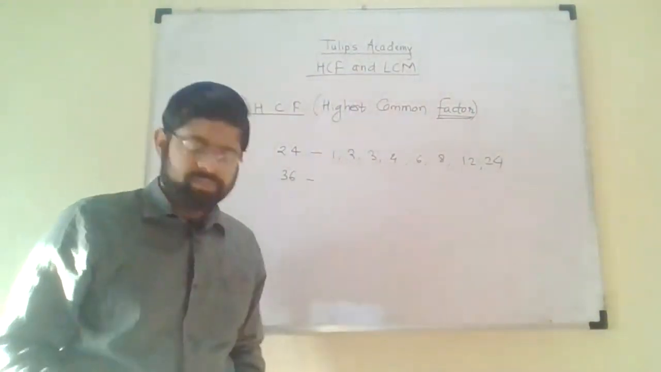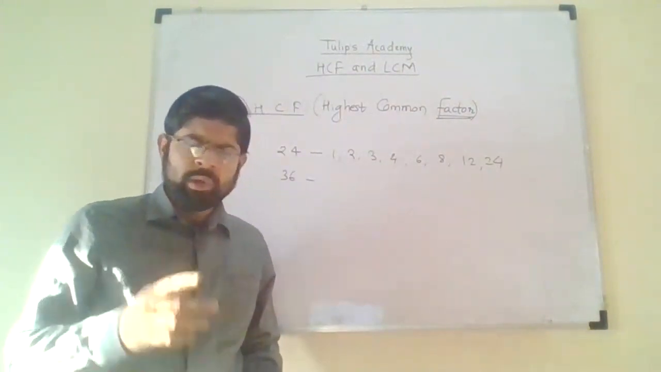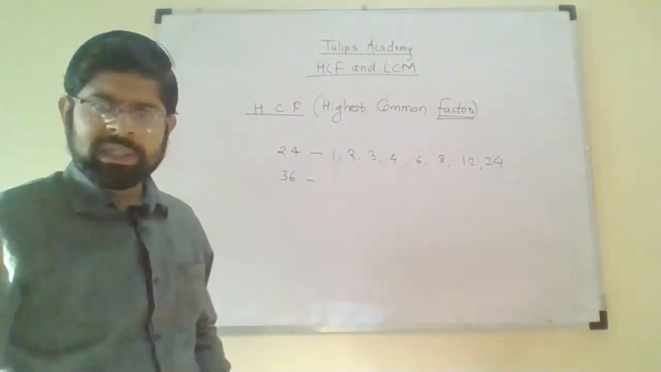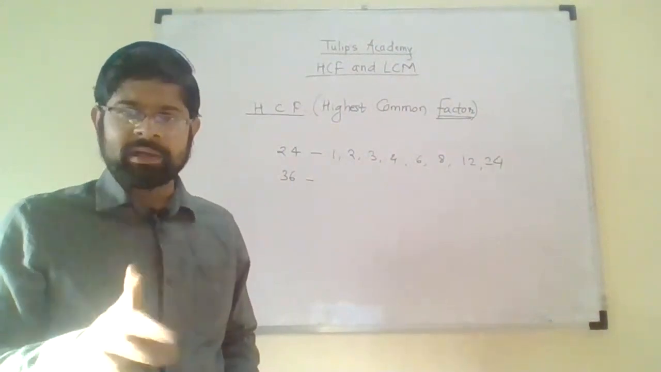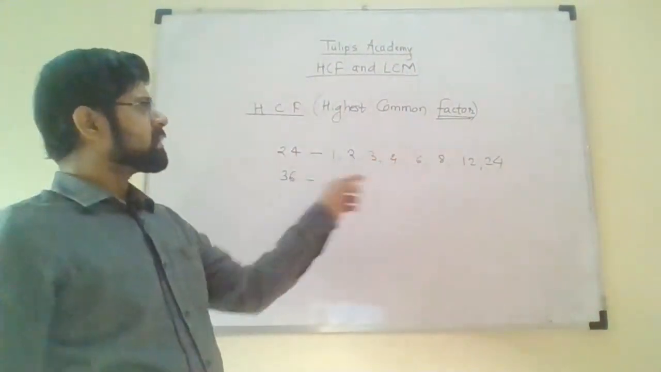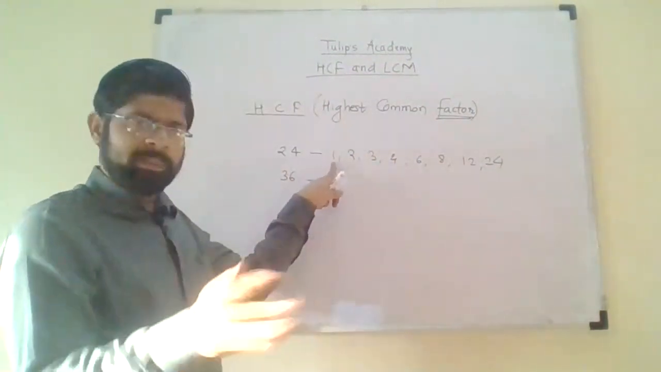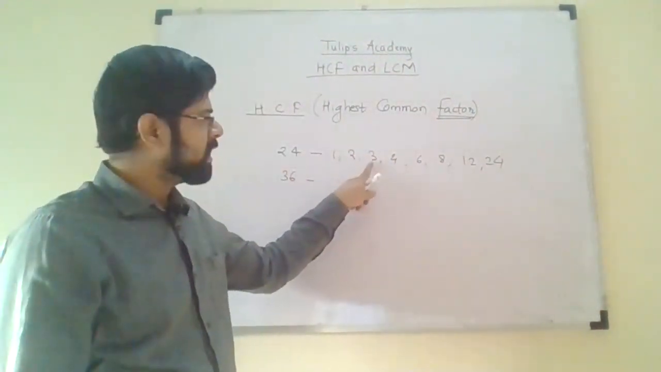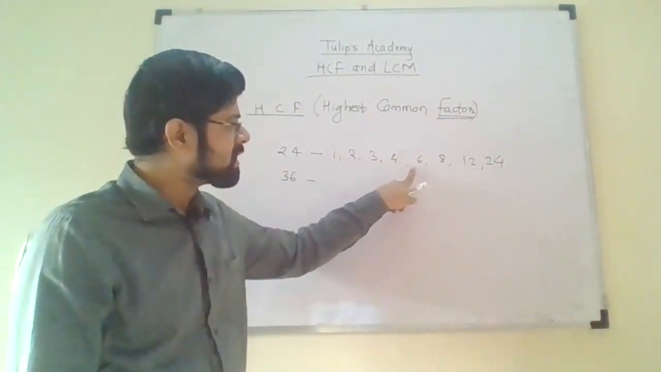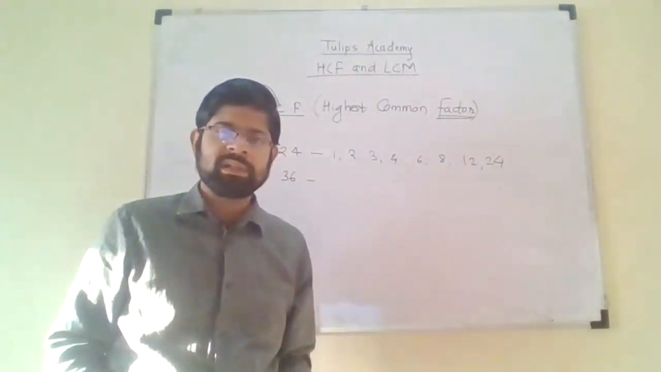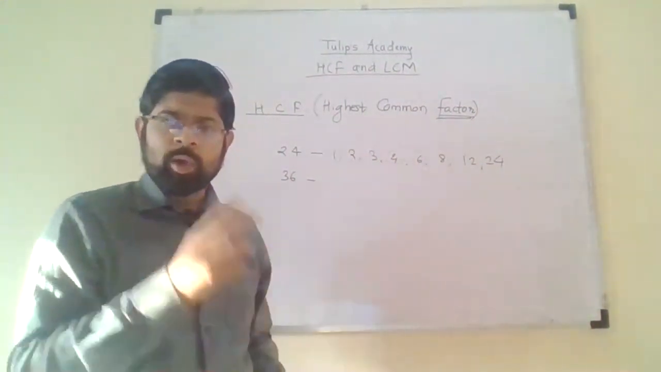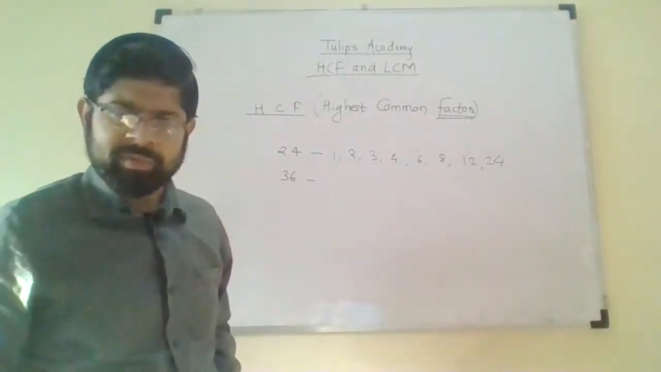These are the factors. Now, if you look at the factors of 24, these are not necessarily prime factors. In these factors, prime factors and composite factors are combined. 1 is neither prime nor composite. 2 is prime. 3 is prime. 4 is composite. 6 is composite. The remaining numbers are all composite. So these factors are a combination of prime and composite factors.